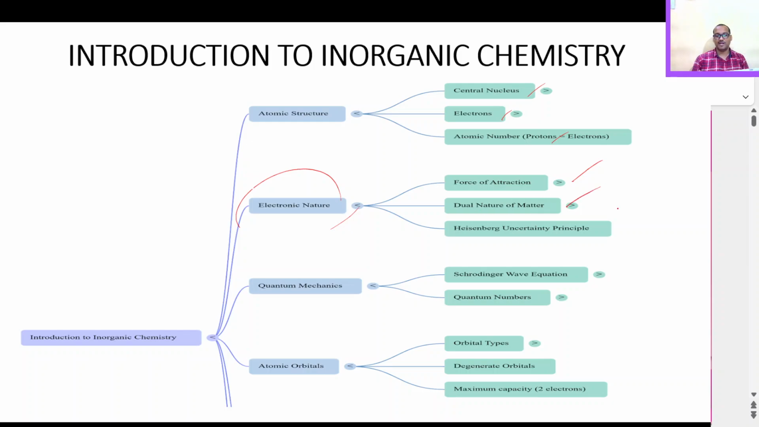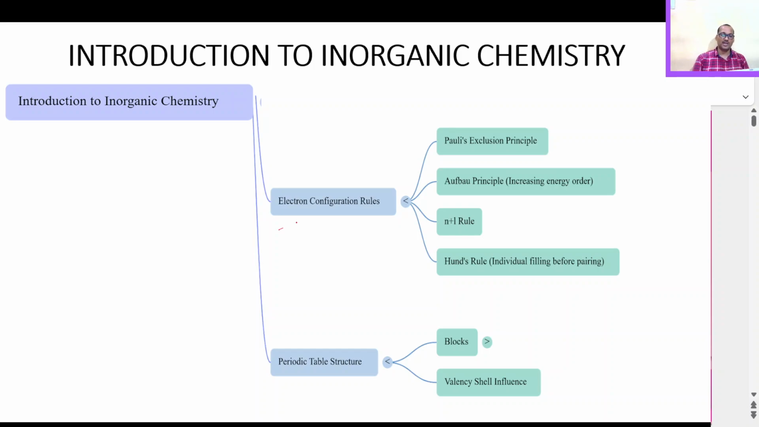Then dual nature of matter, Heisenberg uncertainty principle. While talking about quantum mechanics, we should know the Schrödinger equation and quantum numbers. Then while talking about atomic orbitals, we must know orbitals, degenerate orbitals, and the maximum capacity of an orbital. While talking about electronic configuration, we must know the Pauli exclusion principle, Aufbau principle, n plus l rule, and Hund's rule. And when we talk about the periodic table, we must know how many blocks are there and the valence influence on it.